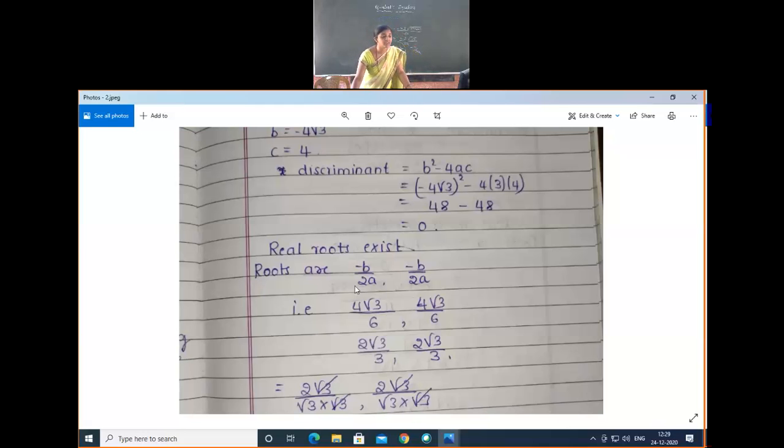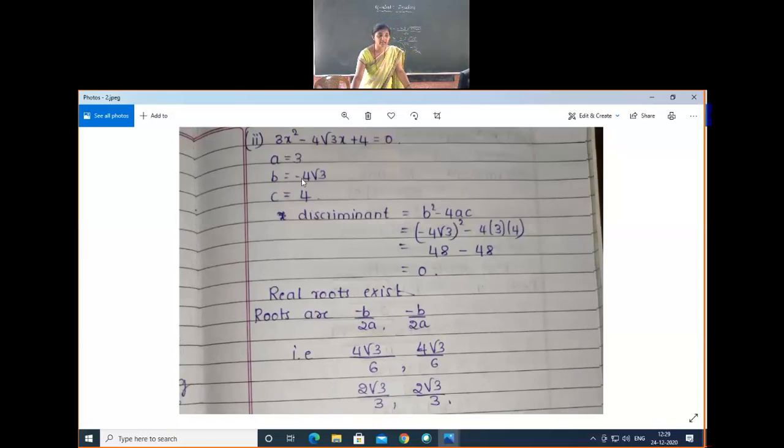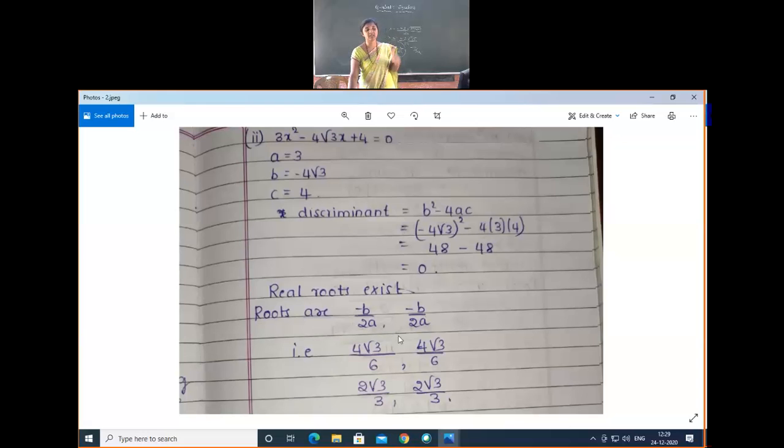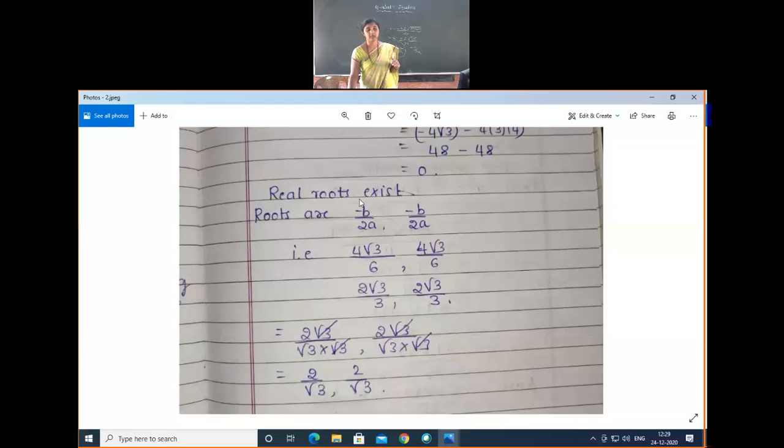Now substitute b value. B value here you have minus 4 root 3. Minus of minus 4 root 3 is plus 4 root 3. Then here again 4 root 3 over 2a, 2 into 3 that is 6. Got the idea? No need to apply the quadratic formula from the beginning. Directly you can take the roots. If the roots are real and equal, then roots are in the form of minus b by 2a, minus b by 2a.